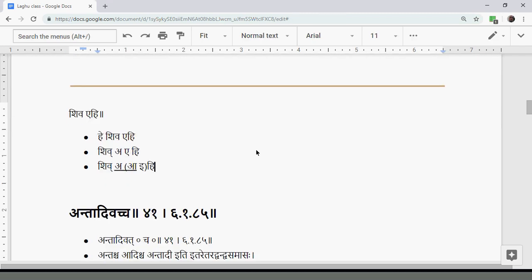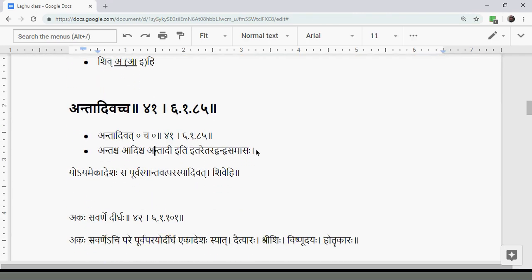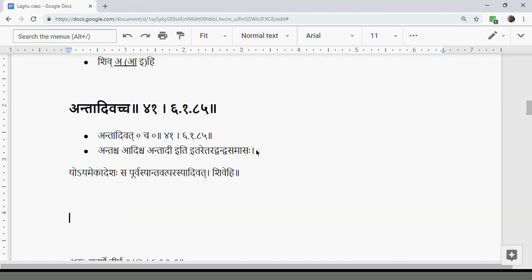Let's look at another example of Antadi Vachya. Actually, I should look at the Kashika example, but let that be. Let's say we want to explain Shivehi, therefore that's not an example we need to take. Let's say Rameshwaraha. We take an example of Rama. Rama and Ishwara will become what? Rama Akara, the Akara of Rama, and Ishwara here.